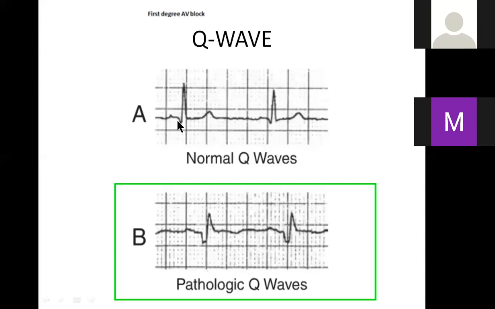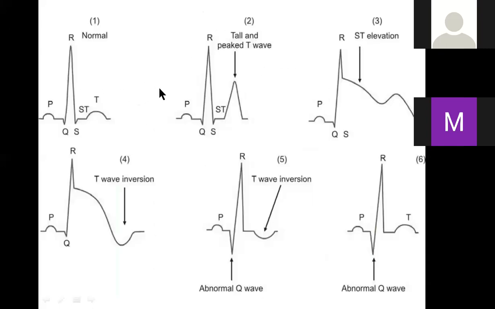This is the normal Q wave. A normal Q wave is less than one third of the height of the R wave. If it is more than one third of the height of the R wave, this is abnormal. In the boxes, less than two small boxes is a normal Q wave. More than two small boxes is an abnormal Q wave. This is a pathological Q wave. These are the ischemic changes seen when there is a myocardial injury.